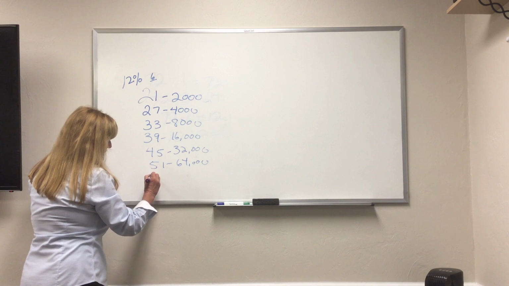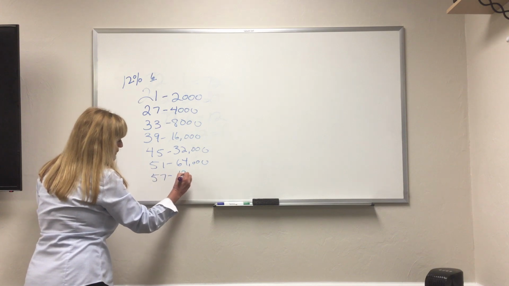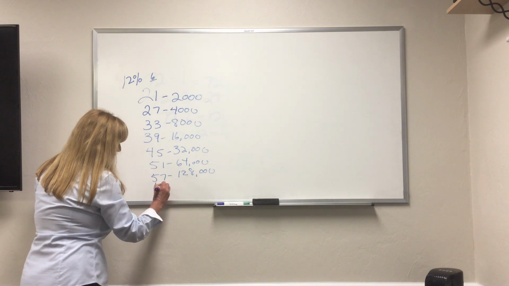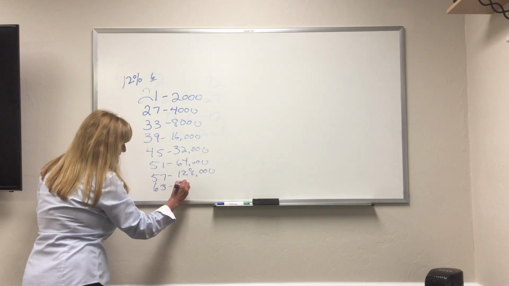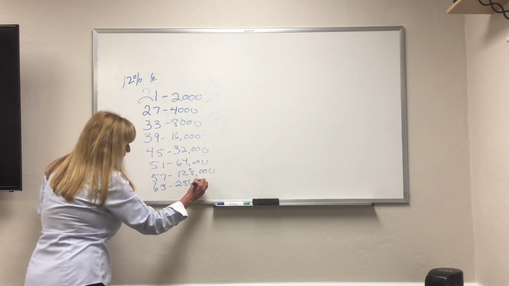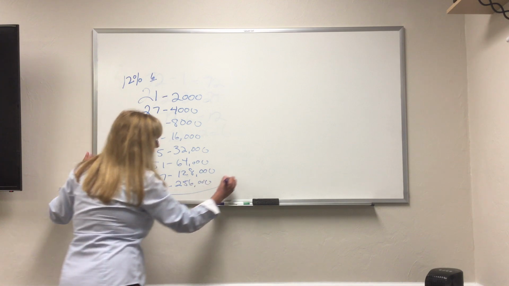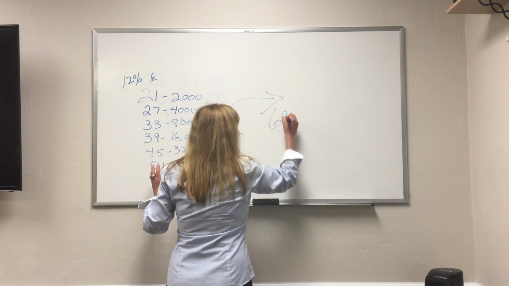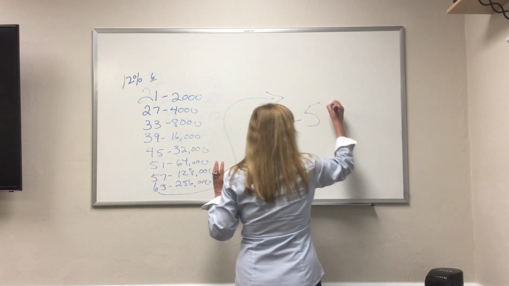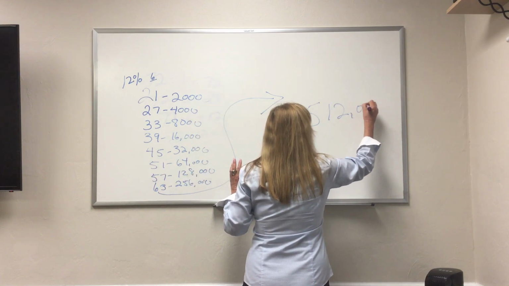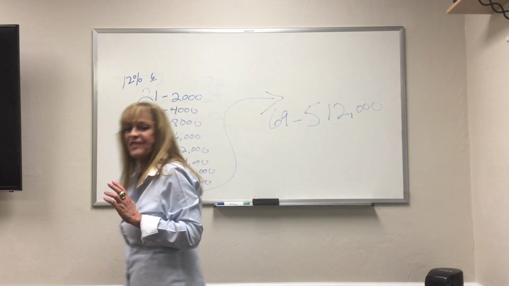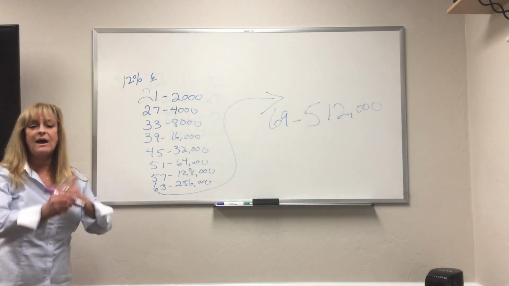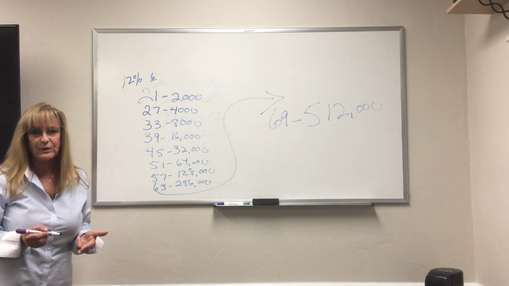Another 6 years, it would turn into $128,000. Another 6 years, it would turn into $256,000. And then I take a big arrow on my paper and I say at age 69, and I write it in big numbers, you would have $512,000 with a one-time investment of $2,000 compounding at an average rate of return of 12%.